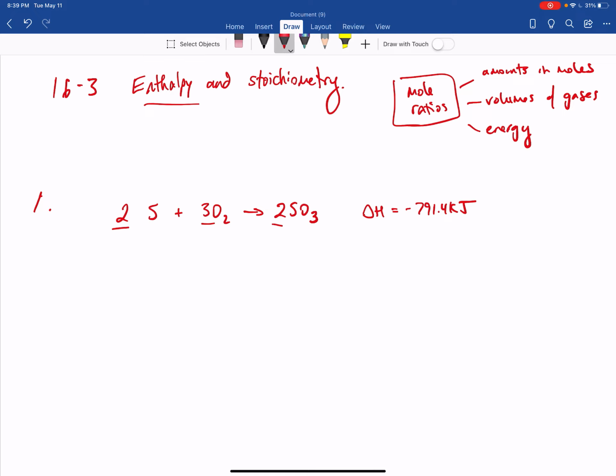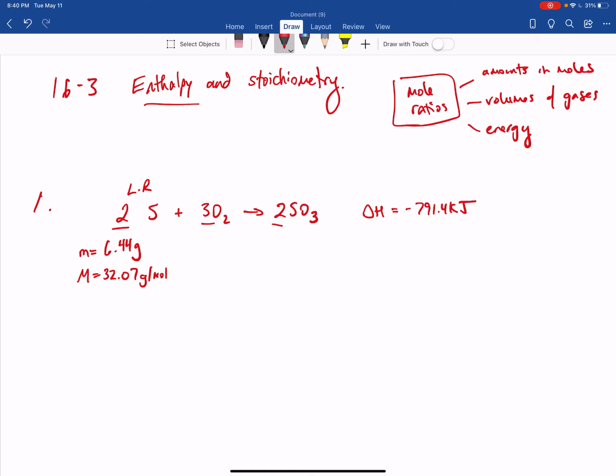So the question's asking us for the amount of heat released, which is delta H, when 6.44 grams of sulfur reacts with excess O2, according to the following equation. Because oxygen's in excess, it means sulfur is the limiting reactant, and there is 6.44 grams of that. Now, to work with mole ratios, we need to know the molar mass of the substances. So for sulfur, if we go to our periodic table, its molar mass is 32.07 grams per mole.